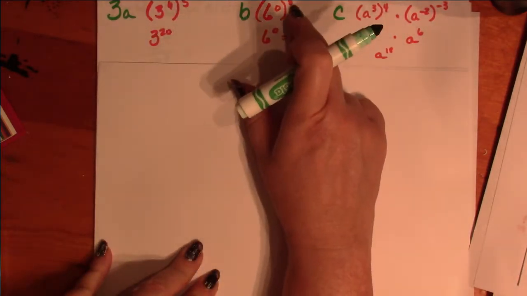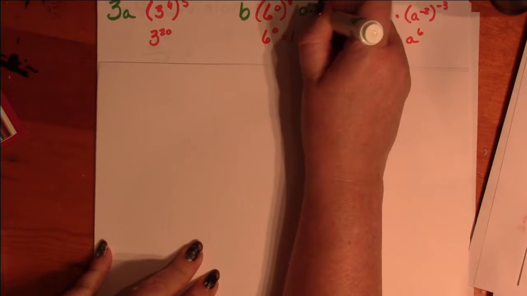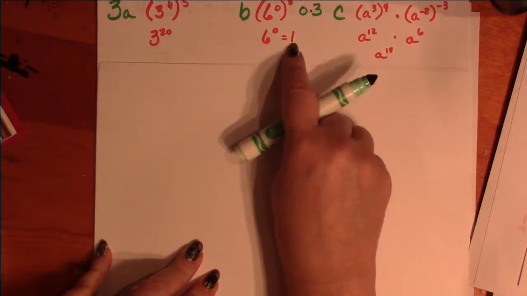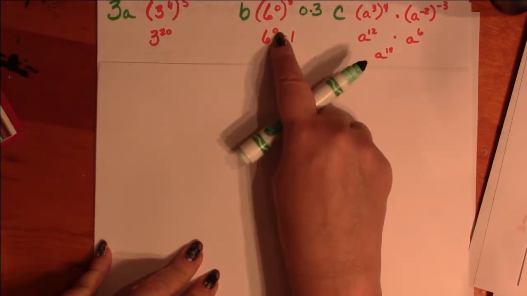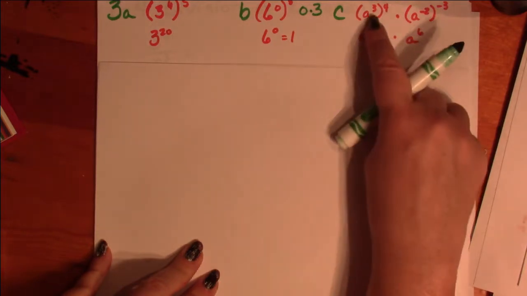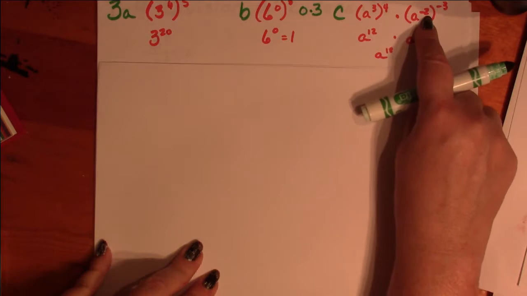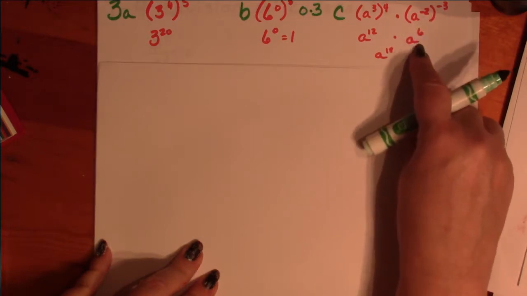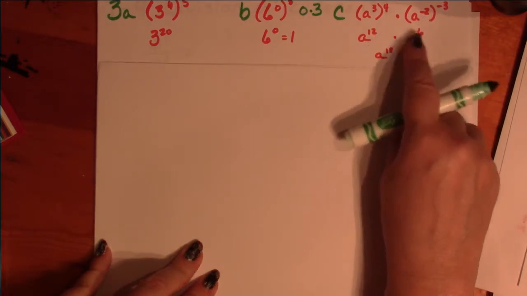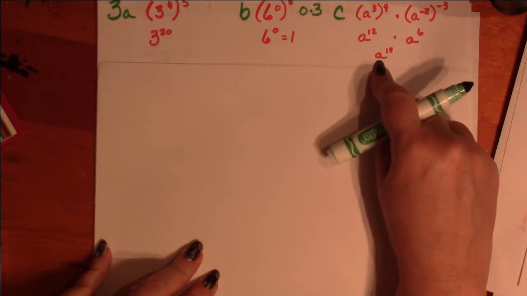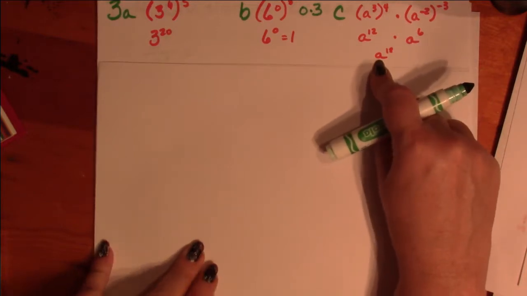6 to the 0 to the 3. 0 times 3 is 0 still. So that answer is 1 because anything to the 0 power is 1. A to the 3rd to the 4th is A to the 12th. A to the negative 2 to the negative 3 is A to the positive 6. And here I'm going to add these together and our answer is A to the 18th.